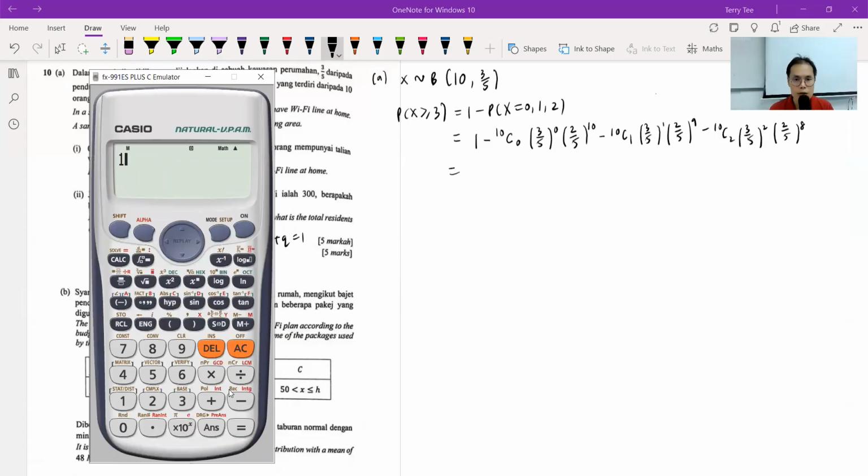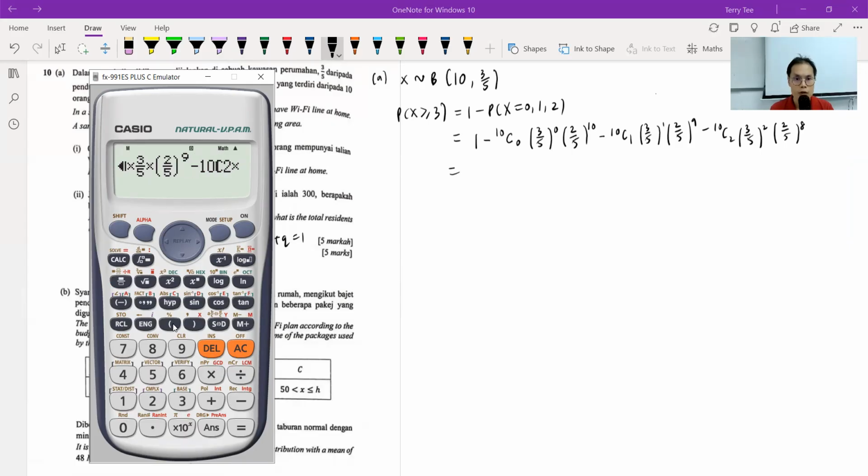Okay, so if you want, you can use the standard way, 1 minus 10C0. Actually, 10C0, you don't have to type because 10C0 is 1. And anything power 0 is also 1. So you're left with 2/5 power 10. Okay, let me show you here, power 10. Okay, 2/5 power 10. All right, then you minus, next one is 10C1. 10C1 is 10, so I don't write lots of things. 10, 3/5, and then followed by 2/5 power 9. Then you minus 10C2.